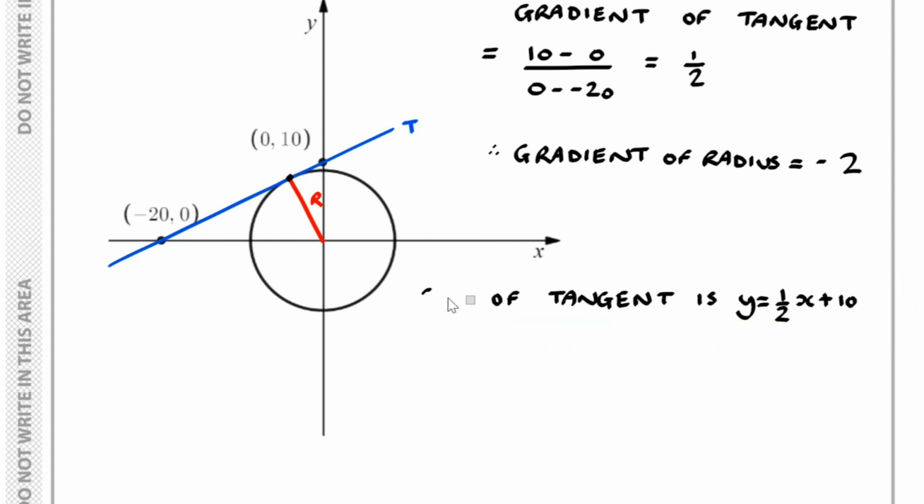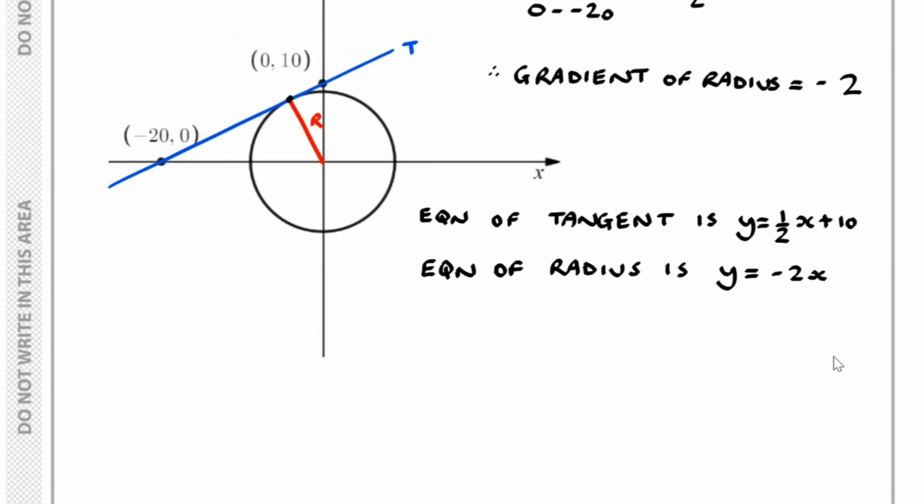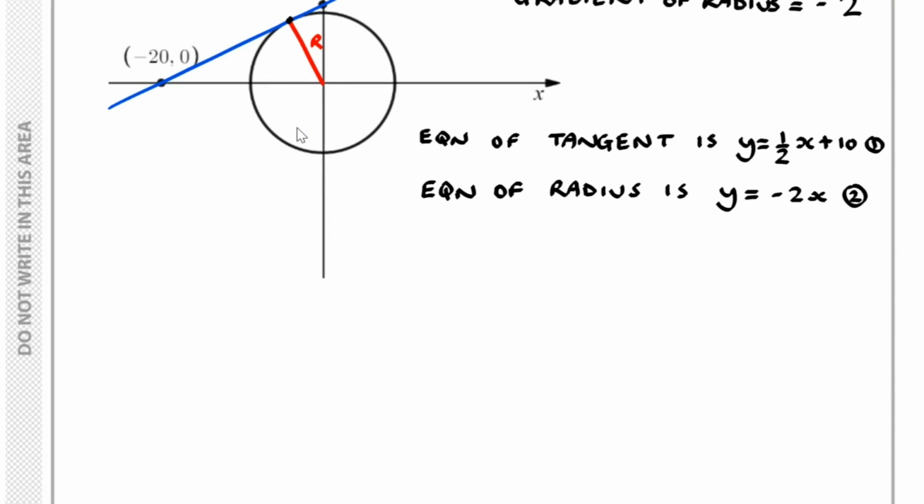So this is the equation of the tangent, and the equation of the radius, that will be y equals minus 2x. And what we'll do is we'll set these two equal to each other to find out where they intersect. So we've got 1/2 x plus 10 equals minus 2x.